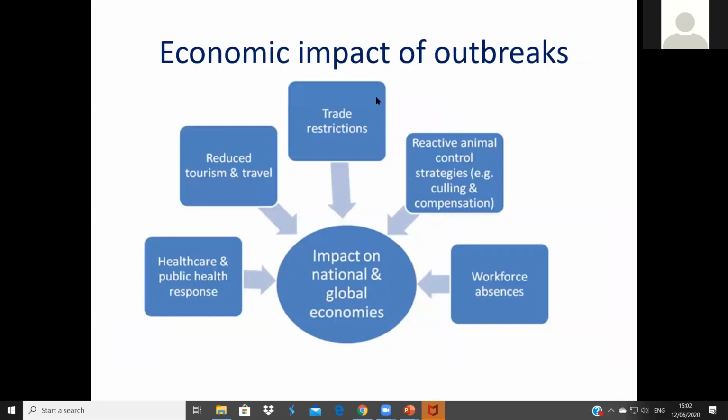And what is the economic impact of outbreaks? This is a healthcare and public health response, and reduced tourism and travel, trade restriction, reactive animal control strategies, say for example culling, and we have to do compensation also, and workforce absence. All this we have seen with COVID-19.